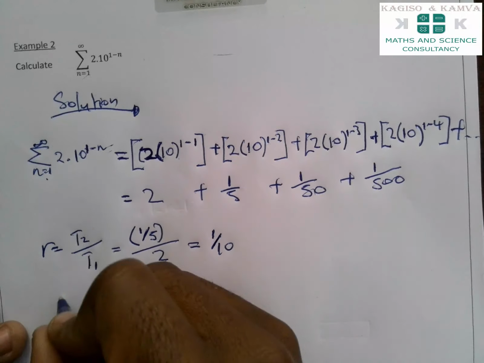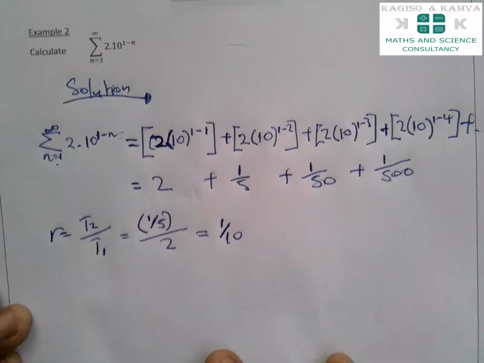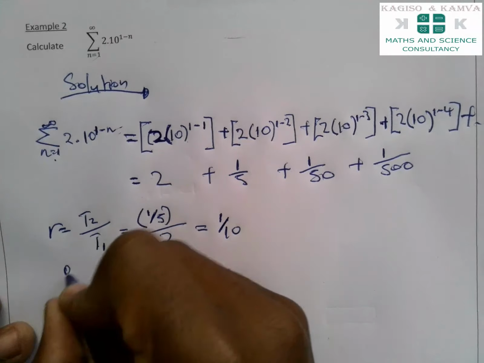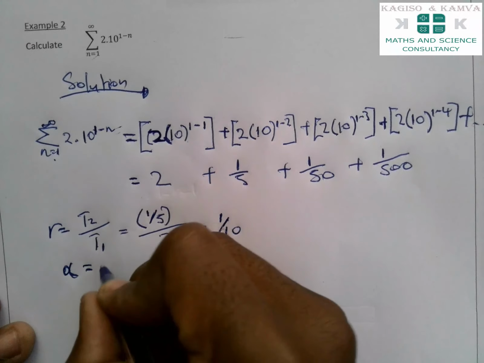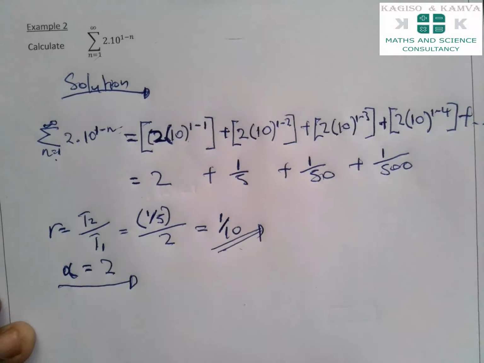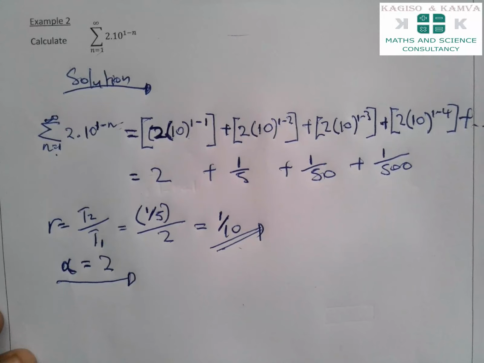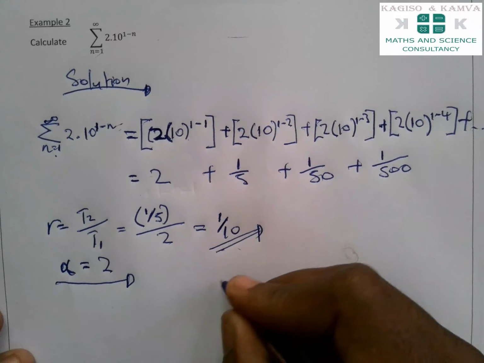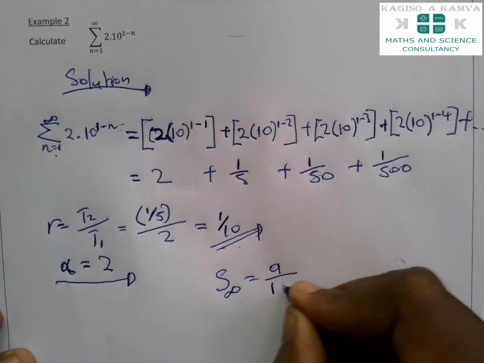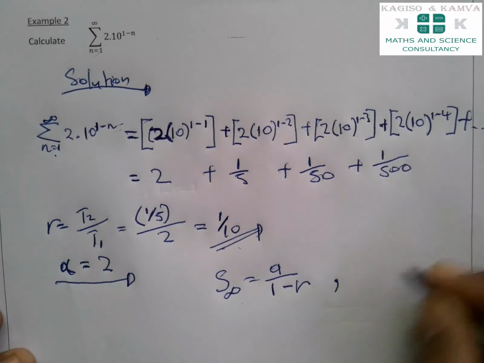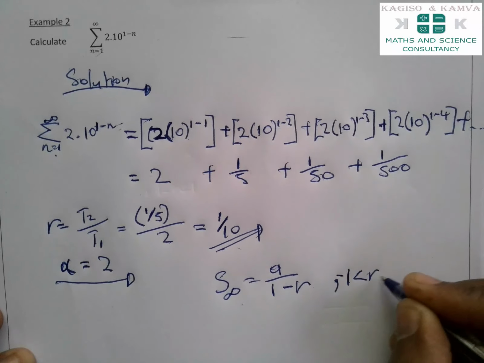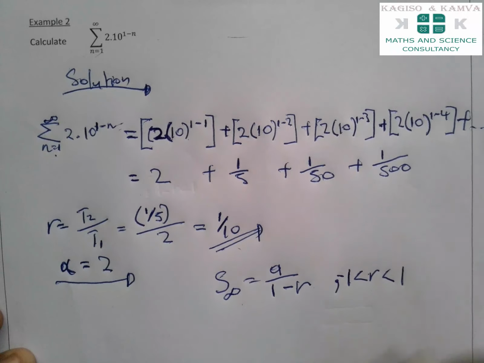So what is our a? Now let us find a. A is the first term. A is equal to 2. Okay, so we come to our formula for the sum to infinity. The sum to infinity is equal to a over 1 minus r, provided that r is greater than -1 but less than 1.